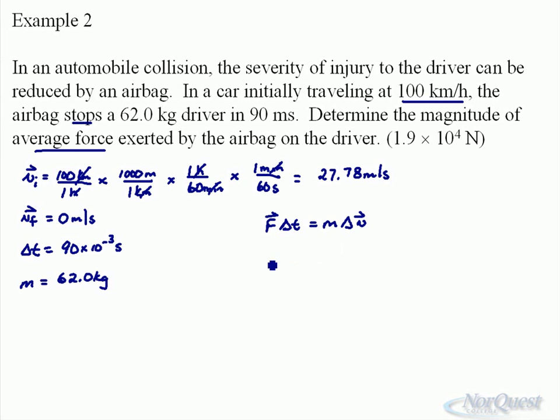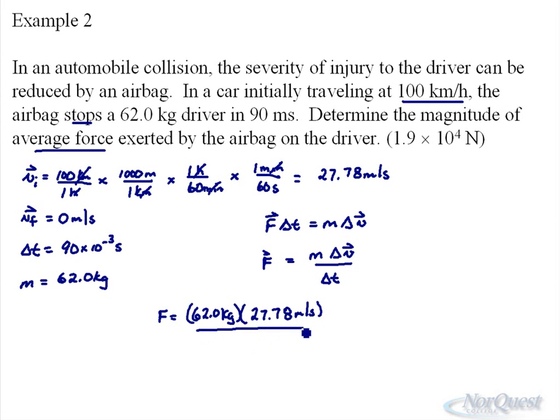We're looking for force. So force in this case will be equal to mass times change in velocity divided by change in time. Put our numbers in. Mass of the driver, 62.0 kilograms. The change in velocity, we go from 27.78 to 0. So we have a change in velocity of 27.78 meters per second. And the change in time here is going to be 90 times 10 to the negative 3 seconds.